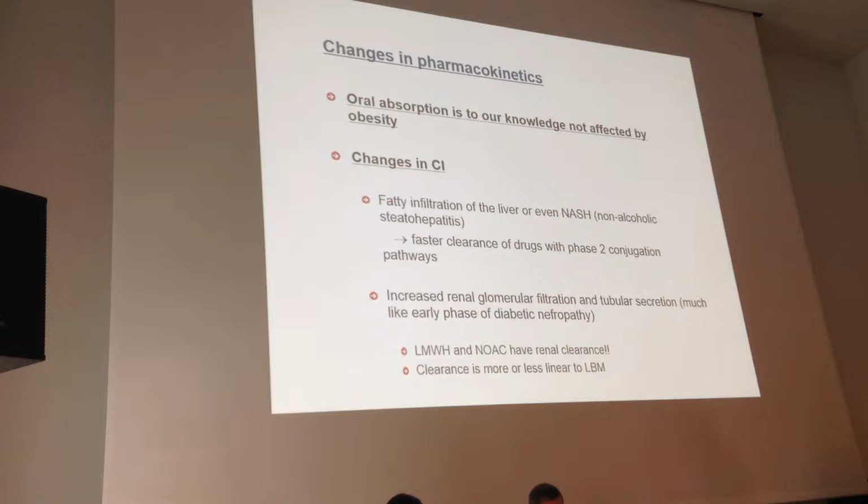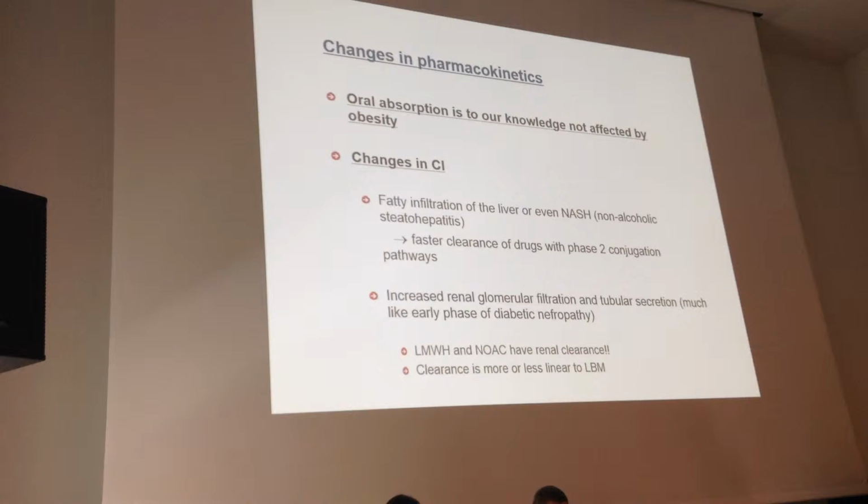Obesity also affects the clearance of our drugs, the liver clearance. Most of the obese patients have some form of fatty infiltration, so my guess would be metabolism in the liver will decrease. It's not true for a lot of drugs. The elimination pathways, the clearance is faster. For instance, for paracetamol, you need to have a higher dosage in obese patients. And concerning renal clearance, the glomerular filtration rate and the tubular secretion rates are increased in obese patients. It is almost like the early phase of diabetic nephropathy.